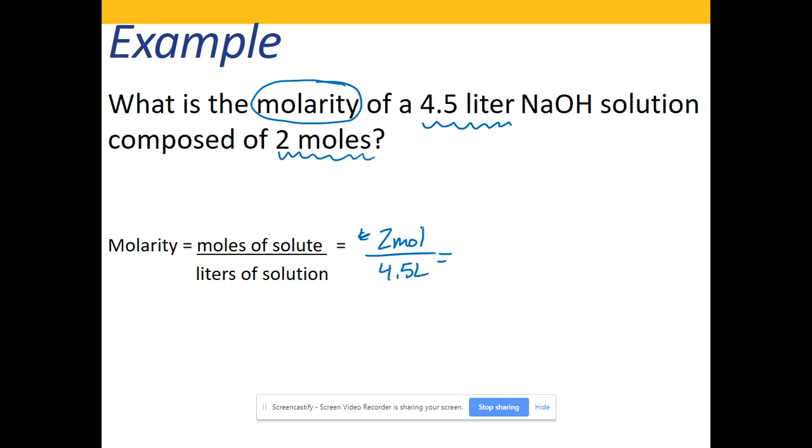We type that into our calculator. 2 divided by 4.5 gives us 0.44. And since we're solving for molarity, our unit is going to be M. And we know that M is a ratio of moles over liters, which makes sense based on the setup of our equation.